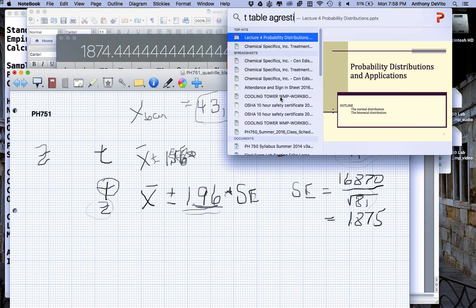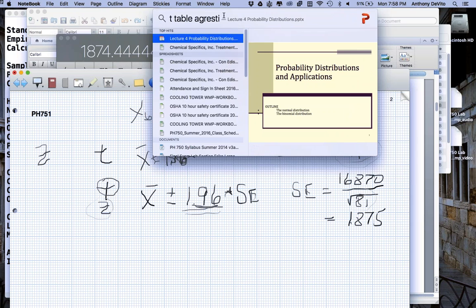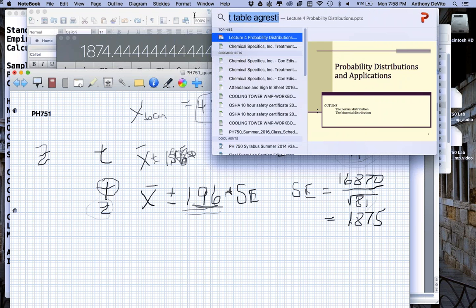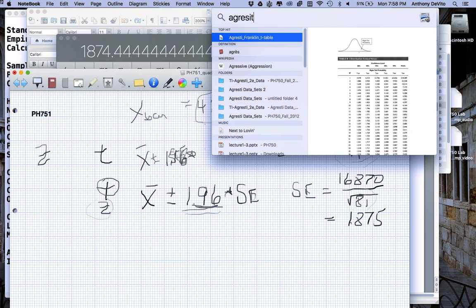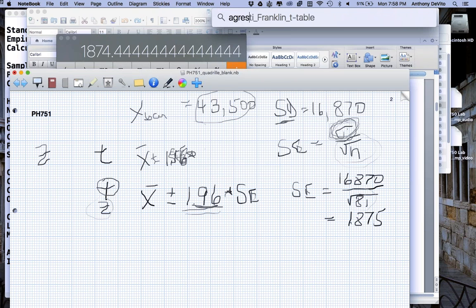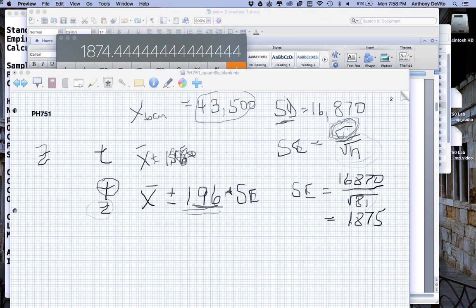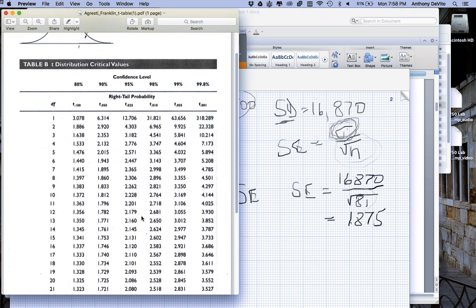Okay, why can't I find it now? Usually it pops right up. Let's try it this way. There we go.